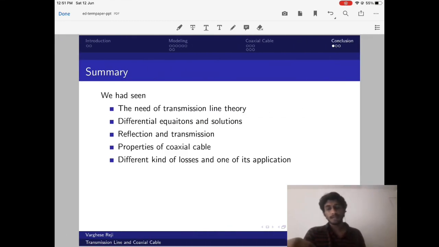Now let's move on to the conclusion. In this presentation we have seen the need for transmission line theory, the differential equation and its solution, major phenomena like reflection and transmission, the major properties of a coaxial cable, different kinds of losses in a coaxial cable, and one of its applications.